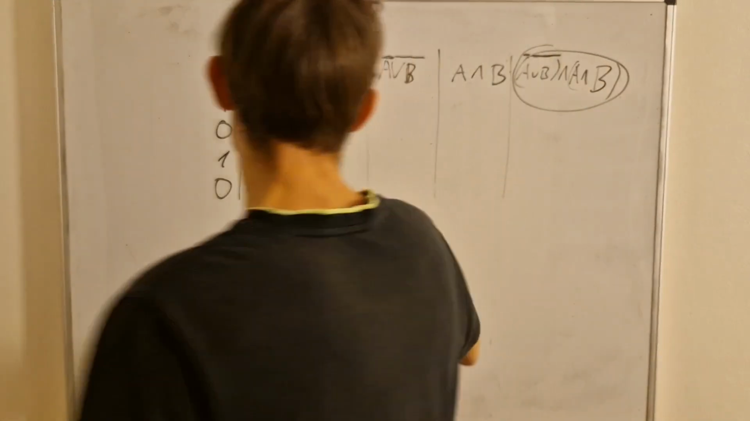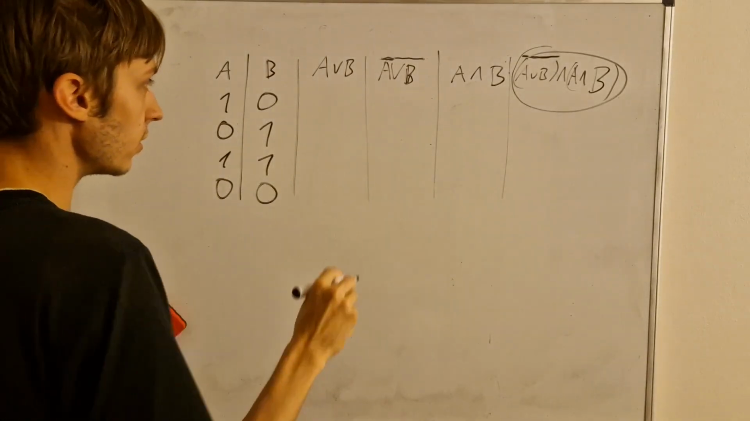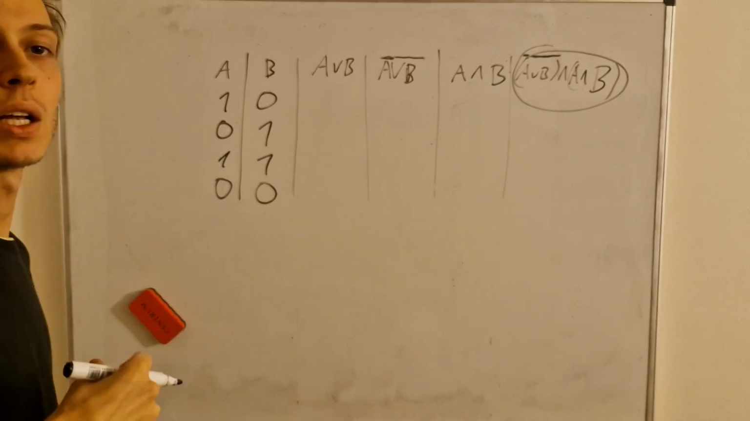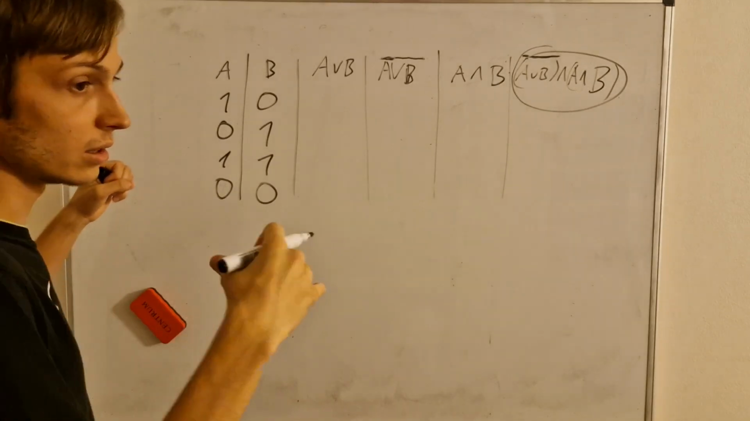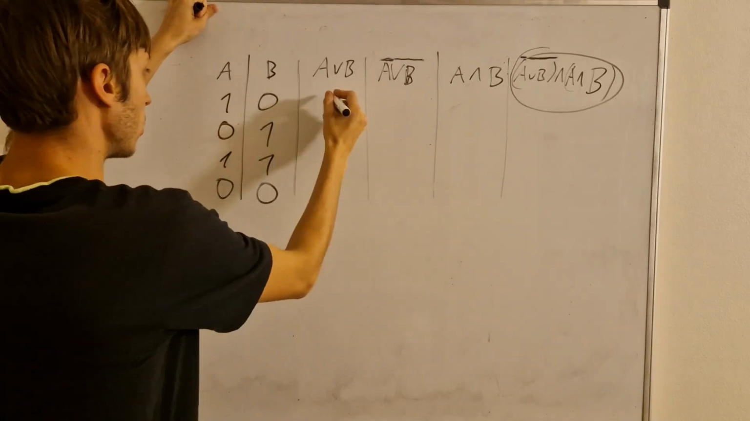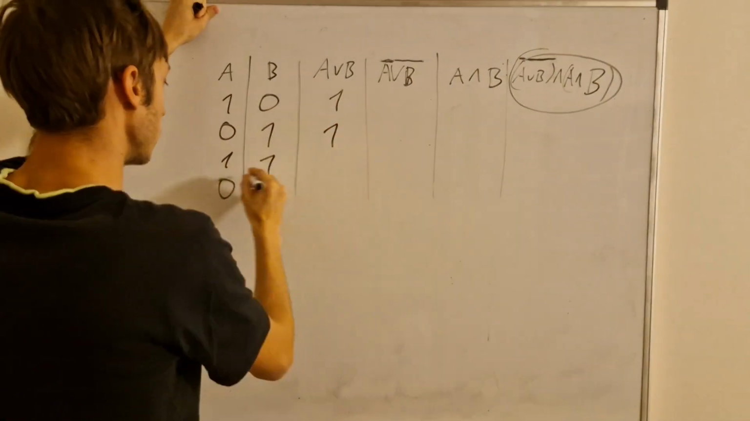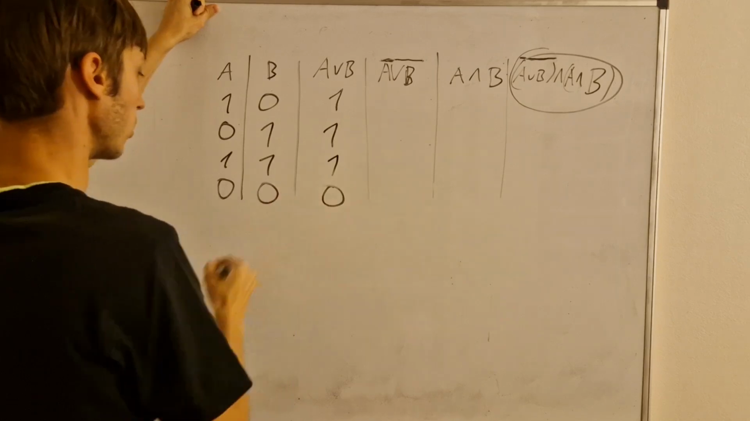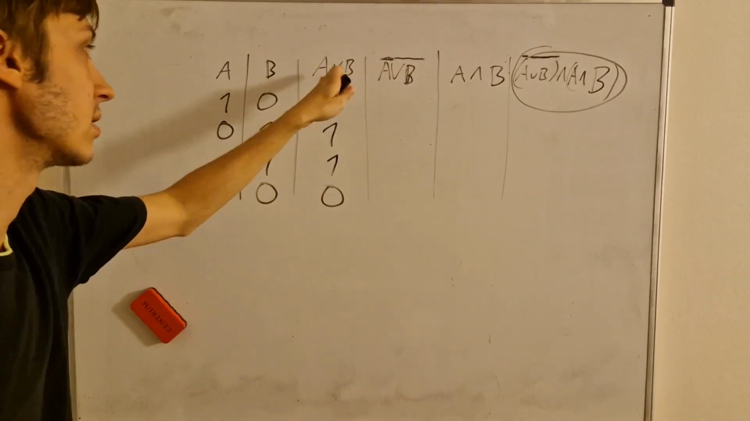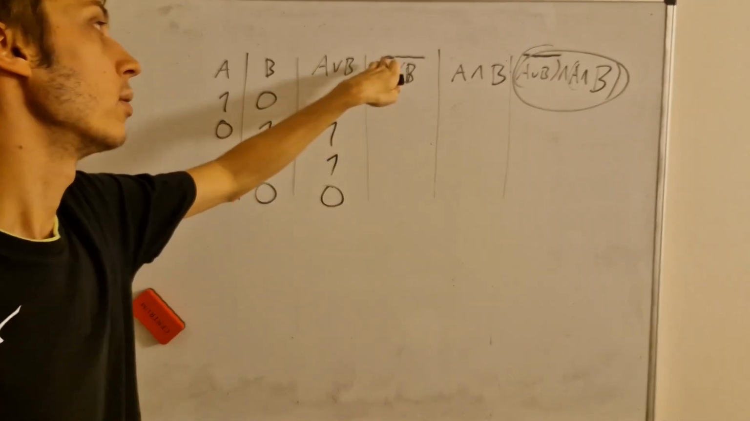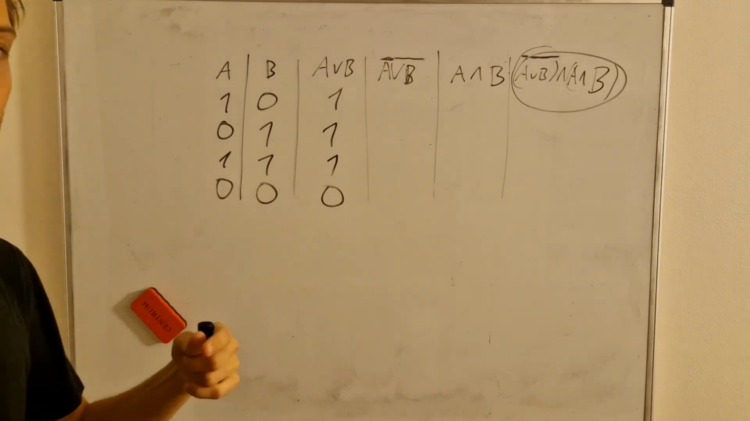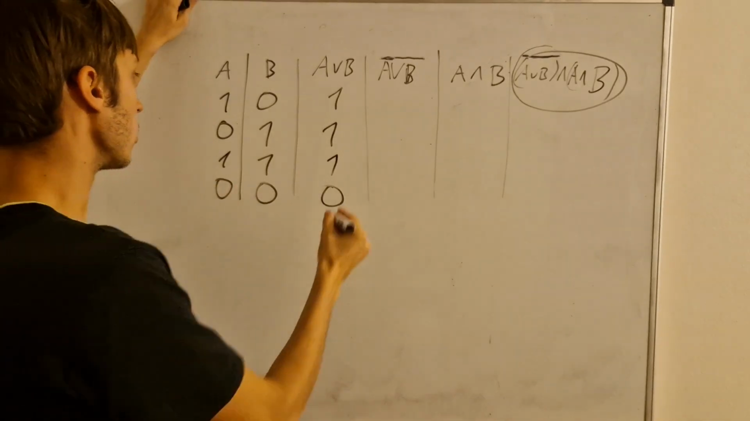So A or B: OR does that, if either of them is 1, then the result is 1. Otherwise it's 0 if neither of them is 1, or both are 0 in other words. So 1 or 0 gives 1, 1 or 1 gives 1, and 0 or 0 gives 0. And this is NOT (A or B), so the previous statement that we just did, with a negation bar. That means we invert it. When there's a 1, then there's going to be a 0, and vice versa. So we will have this.